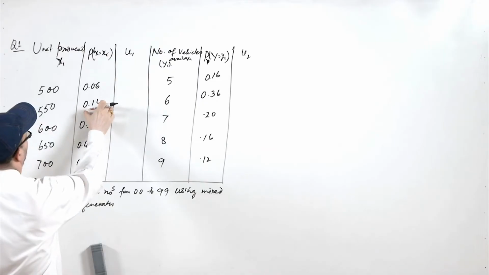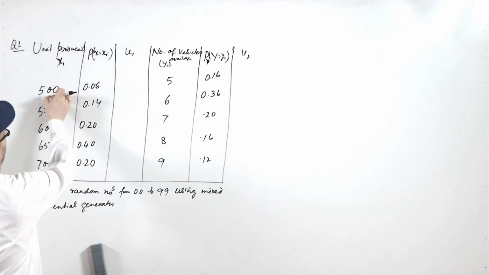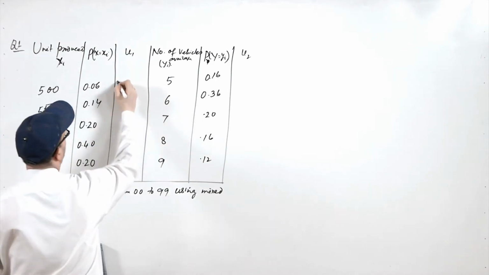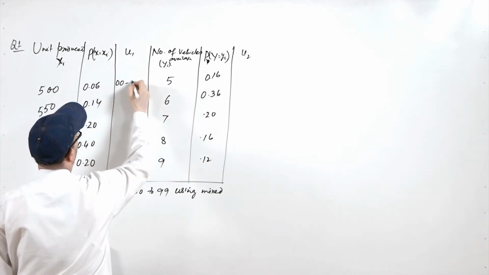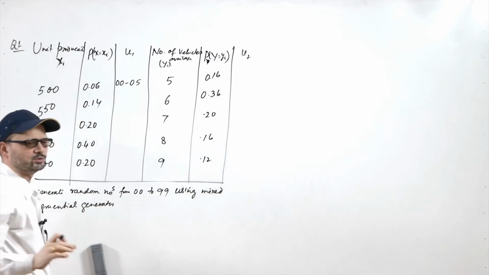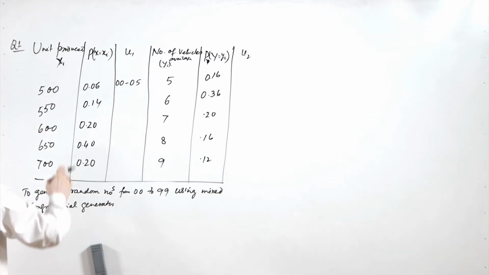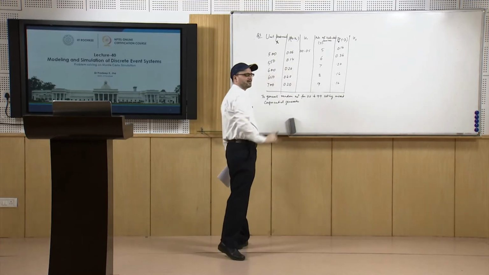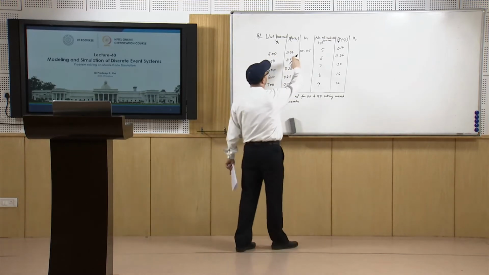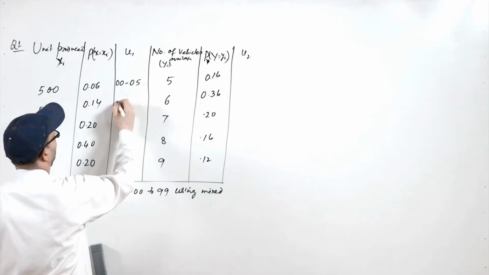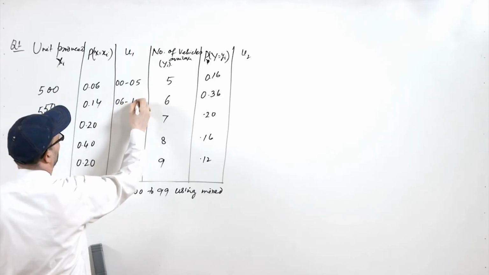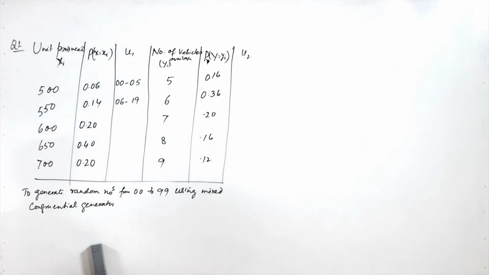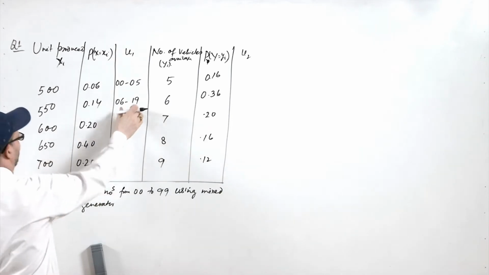if you have a random number between 0 and 5, so 0, 1, 2, 3, 4, 5, there are 6 random numbers, you are assigning the units produced as 500. Since this cumulative probability will be 20 here, it will be from 06 to 19. So, there are 14 entries in between.